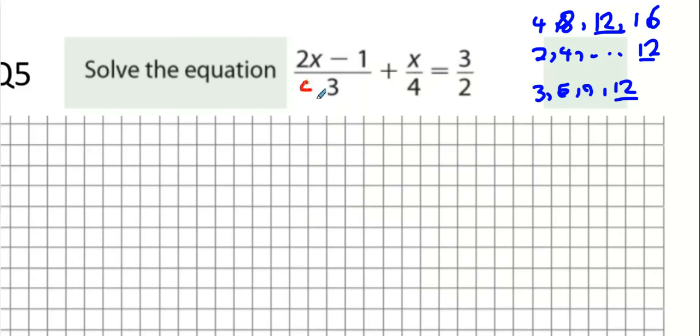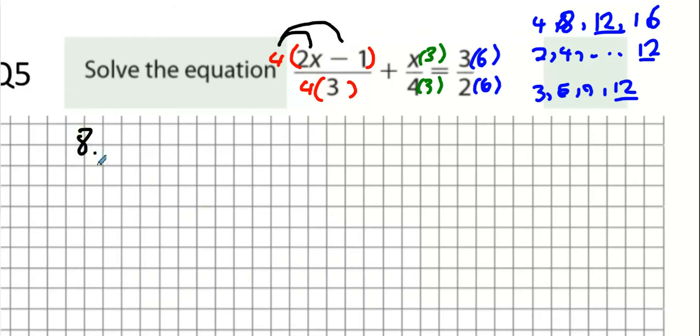To turn 3 into 12, multiply the bottom by 4, and that means we need to multiply the top by 4. Then on this one, we multiply the bottom by 3, so we need to multiply the top by 3. And over the other side, we multiply the bottom by 6, so we multiply the top by 6 as well. So let's multiply this out. We have 8x take away 4 over 12, and 3 times x is 3x over 12, and then 3 times 6 is 18 over 12.